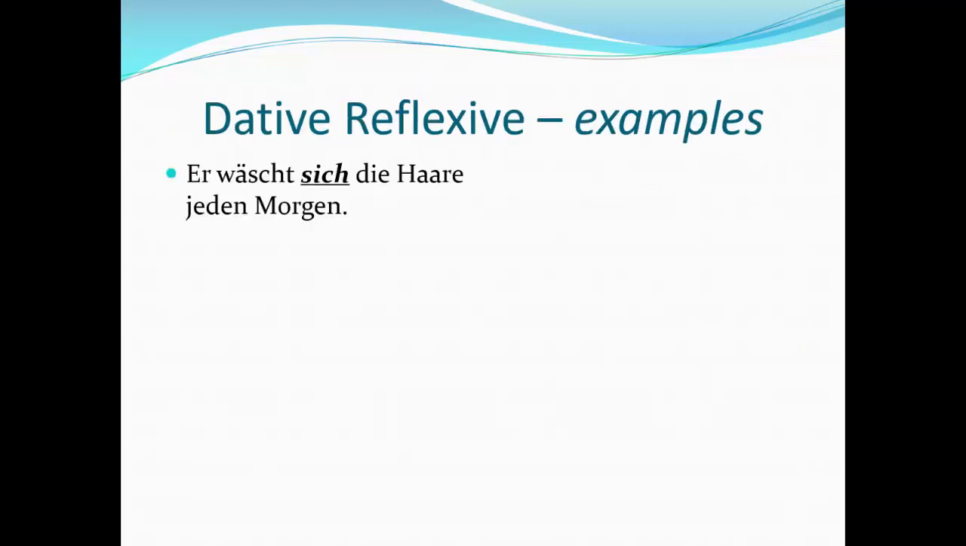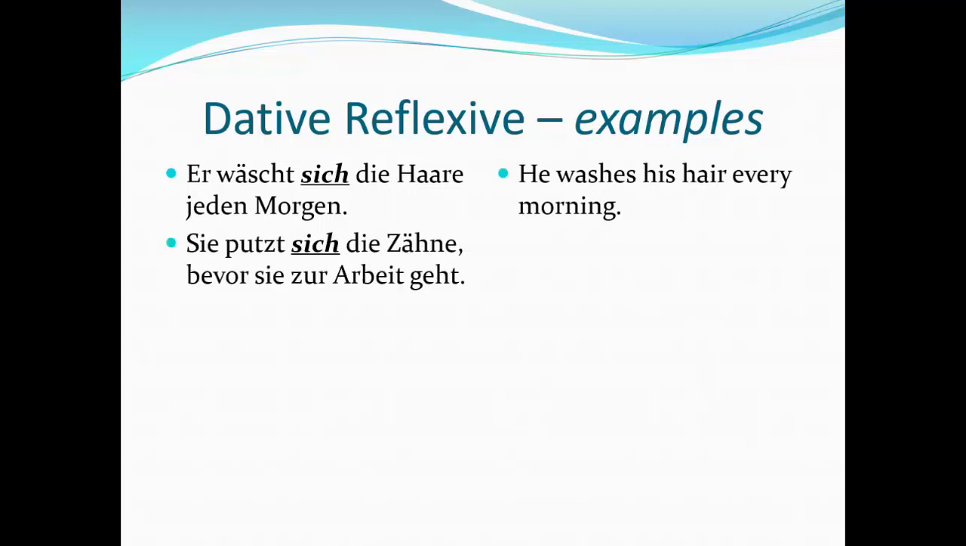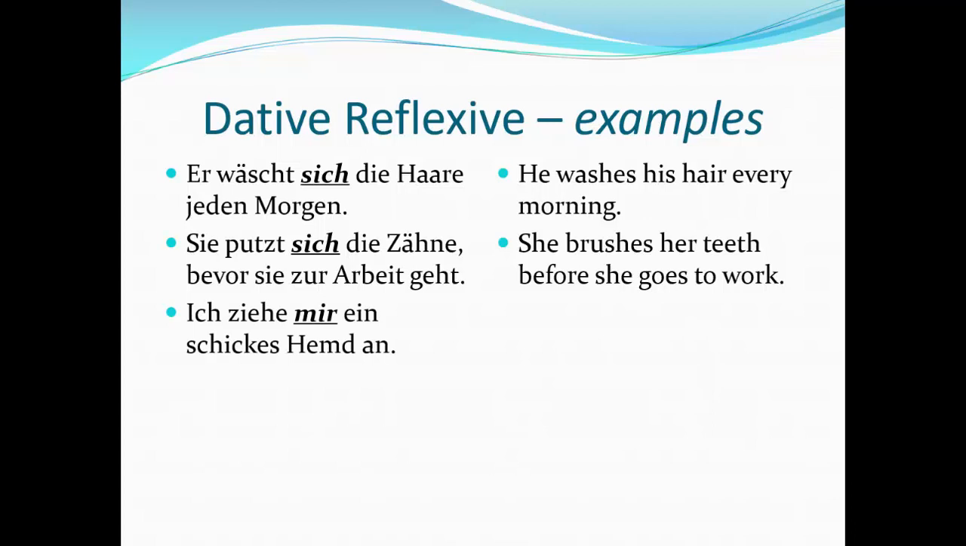Gut. Let's look at some examples. Sie wäscht sich die Haare jeden Morgen. Okay. Sie putzt sich die Zähne bevor sie zur Arbeit geht. So these are examples of third person. Okay. Looking at first person. Ich ziehe mir ein schickes Hemd an. Okay. And if I looked at those first two, if I used first person, ich wasche mir die Haare jeden Morgen, or ich putze mir die Zähne bevor ich zur Arbeit gehe. Those would be examples with the first person.